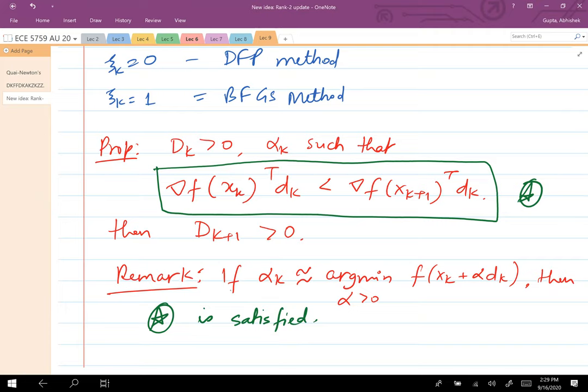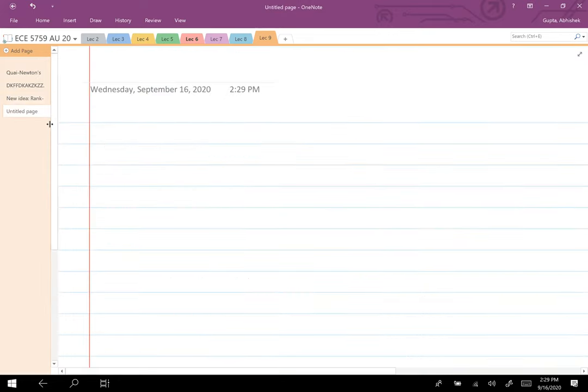Now you can of course come up with other variations, and people have come up with other variations to devise new quasi Newton's methods in the past. Any questions so far? Okay, no questions. So I wanted to make another comment on this BFGS method.